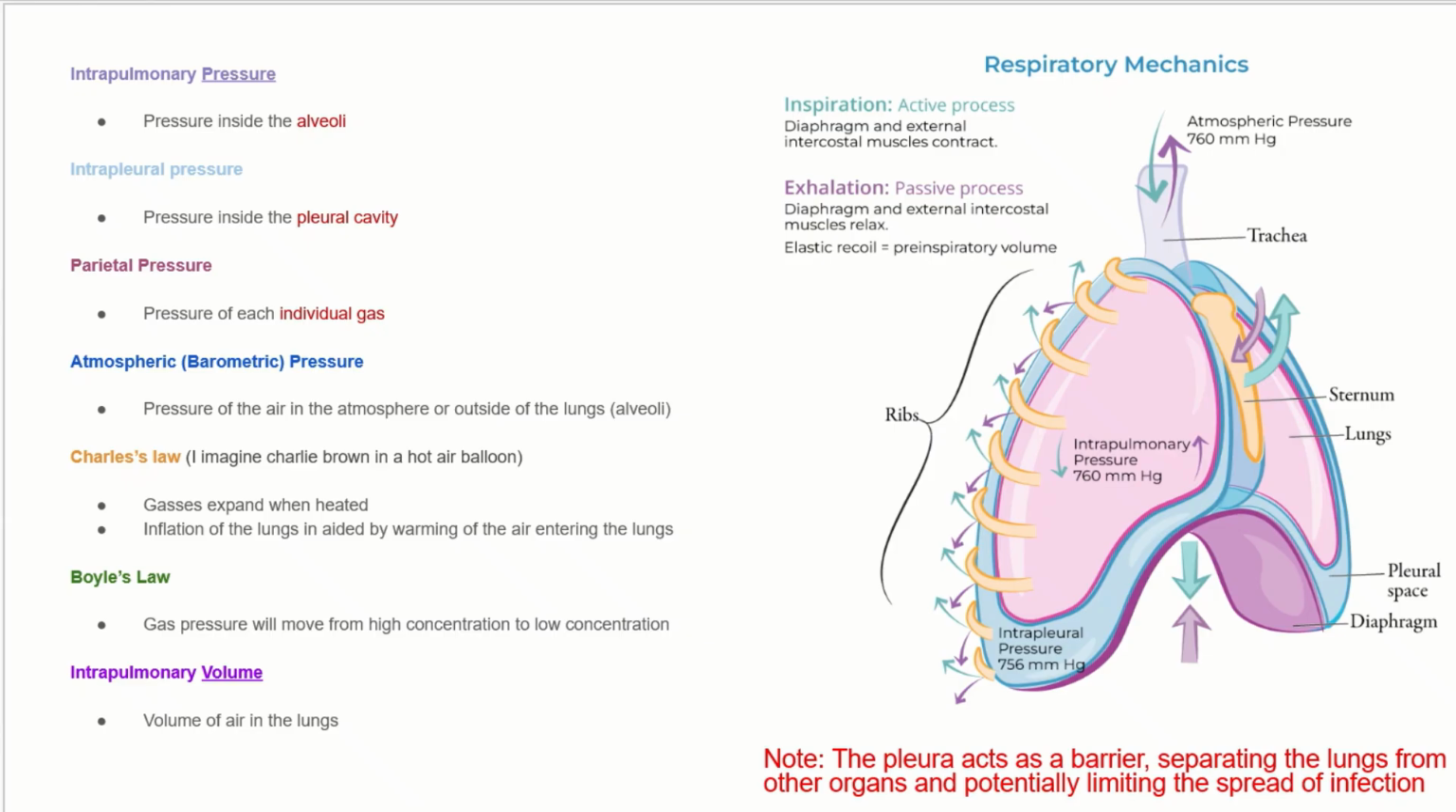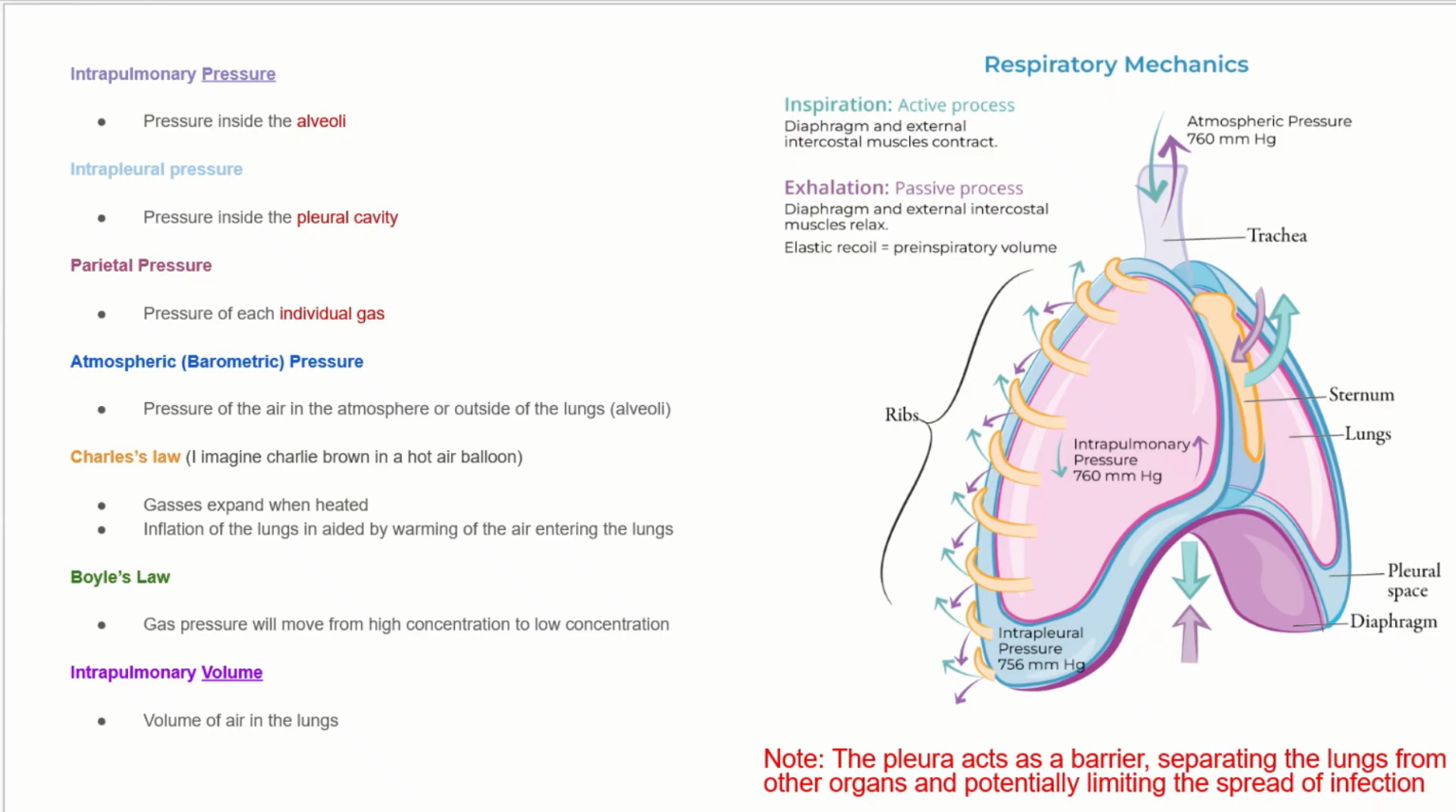So just like our lungs are expanding when we breathe in that air, and as you know, as we breathe in air, we're warming it up. So that helped me remember, Charles' law is just going to be the inflation of the lungs aided by the air that is being warmed by our nostrils and entering into the lungs.